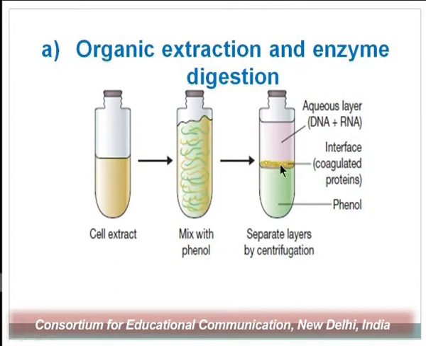And as you can see, a band appears at the interface that will contain most of the proteins. This is a white colored band that contains most of the protein. The proteins coagulate and form a band here, and some of the RNA molecules also come here. So, this now contains most of the DNA and some of the RNA molecules. So, we have coagulated and removed the protein by organic extraction.